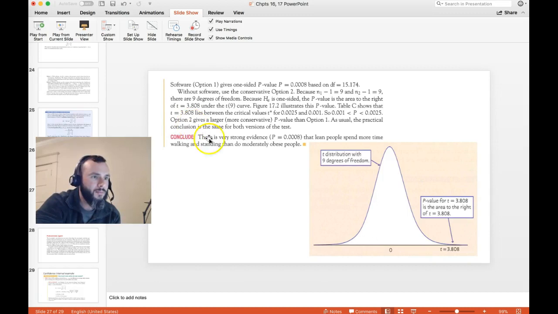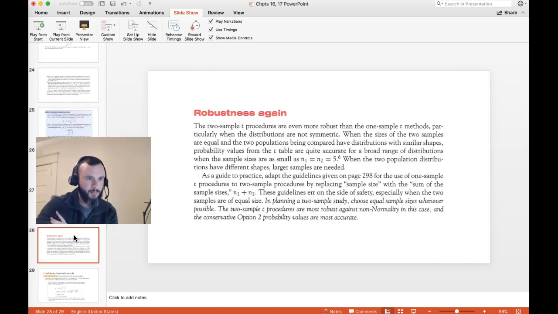And so note that both of those, if we're doing this for 95% confidence, are smaller than an alpha value of 0.05. So in that case, there is very strong evidence that lean people spend more time walking than do the moderately obese people. This p is so small that we are rejecting the null hypothesis and going with the alternative hypothesis.